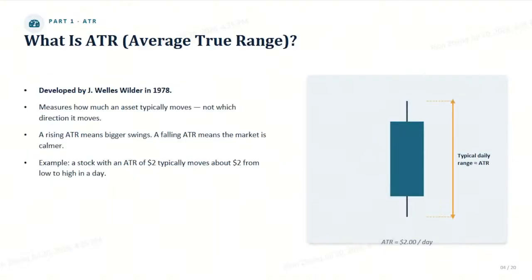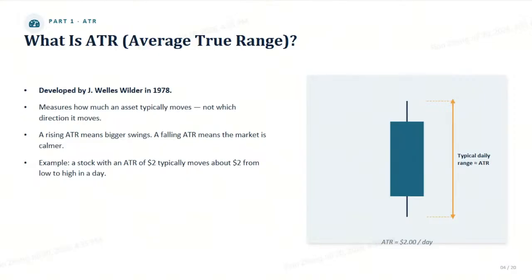Let's start with ATR. Average True Range was developed by a technical analyst named J. Wells Wilder back in the late 1970s, and it's stayed relevant for almost 50 years because the idea behind it is so simple and so useful. Here's the core concept. ATR measures how much an asset typically moves over a given period of time. That's it. It does not tell you whether price is going up or down. If someone tells you the ATR just went up, that does not mean the stock is bullish or bearish. It just means the stock has been moving around more violently, in either direction.